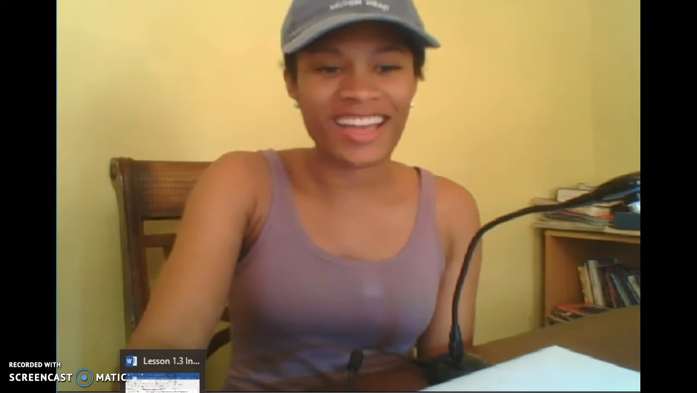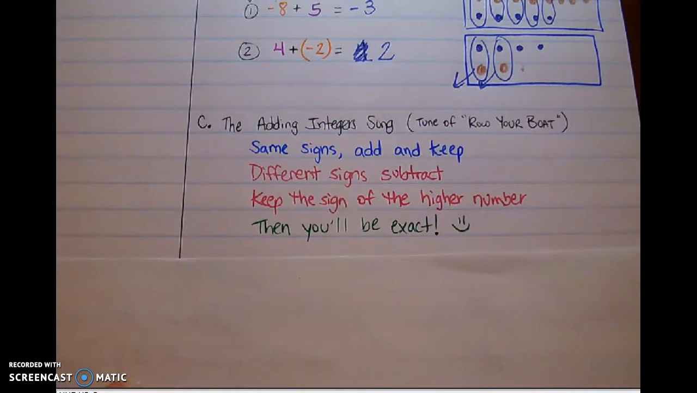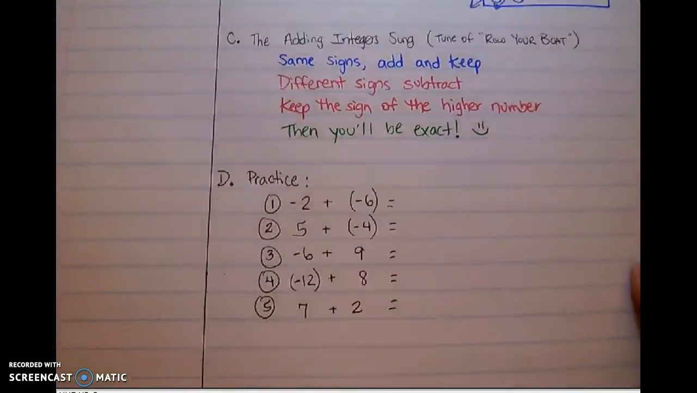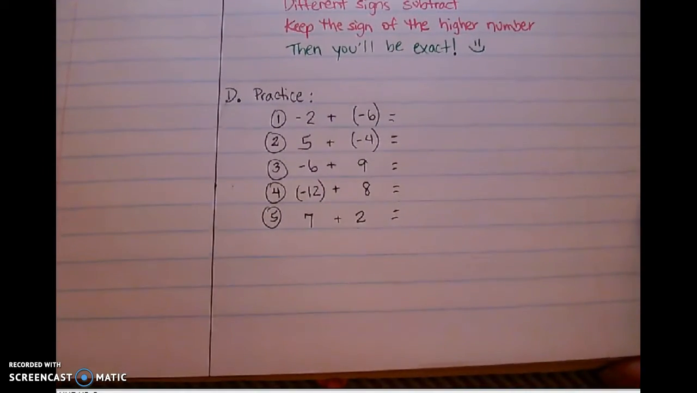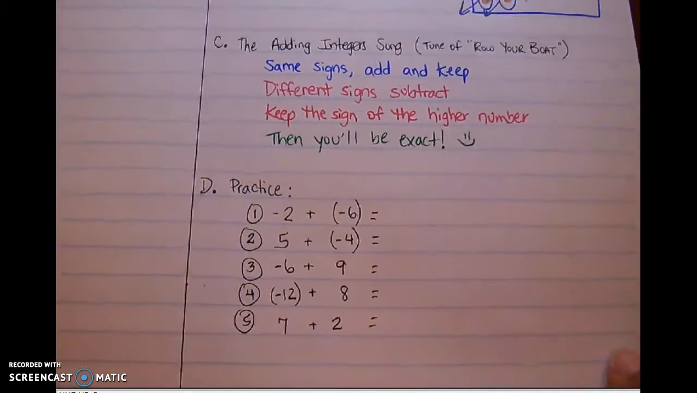Alright, so I'm about to flip back to our ISN so you can write down these lyrics in your notes. Go ahead and write this down into your notes. Pause, and when you're finished, we'll move on. Alright, so now that we have this in our notes, I want you to practice these problems using the integer rule song, okay? I'm going to do the first one with you.